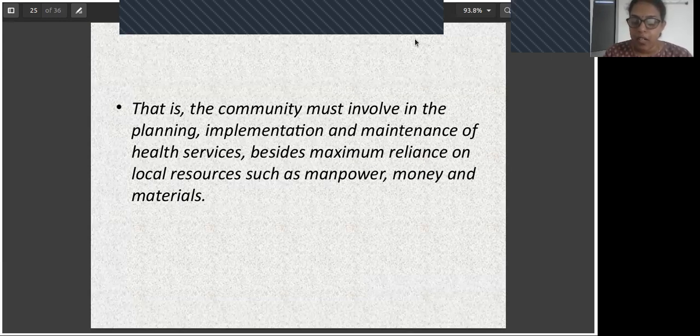Community participation not just means involving yourself in program planning, implementation and maintenance, but it also involves providing people as a resource for the program, like manpower, money, materials, and time. If everything comes together, then it is going to be a success, and that is known as community participation as a whole.